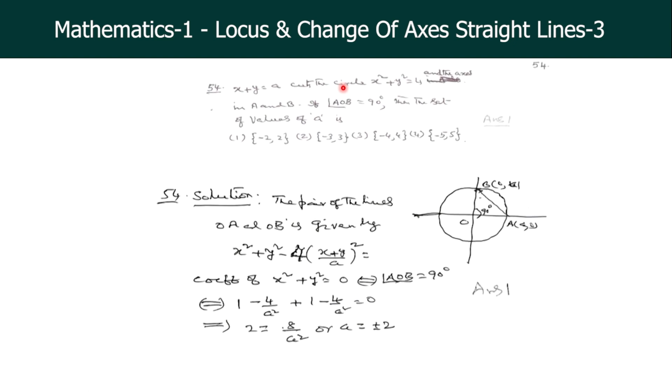Right. Next, 54. x plus y is equal to a cuts the circle x square plus y square is equal to 4 and the axis in A and B. If angle AOB is equal to 90 degrees, then the set of values of a, that means the line x plus y is equal to a cuts the axis in A and B, and a circle is drawn with origin and passing through A and B. Then the values of a are: 1 minus 2 comma 2, 2 minus 3 comma 3, 3 minus 4 comma 4, 4 minus 5 comma 5.